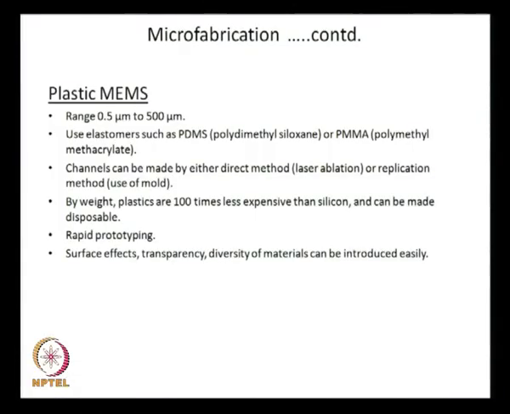By weight, plastics are 100 times less expensive than silicon and can be made disposable. That is the advantage you want to take when it comes to the use of plastic. Another important thing is rapid prototyping. Suppose you have to make 100 chips within a short time, or a large number of such devices, because if it is a use-and-throw-away system, it has to be made in large numbers, and on an industrial scale it is much easier to work with plastics.